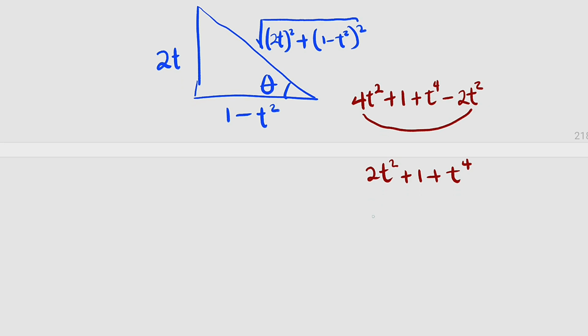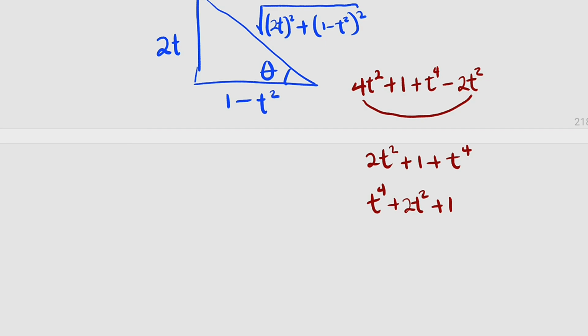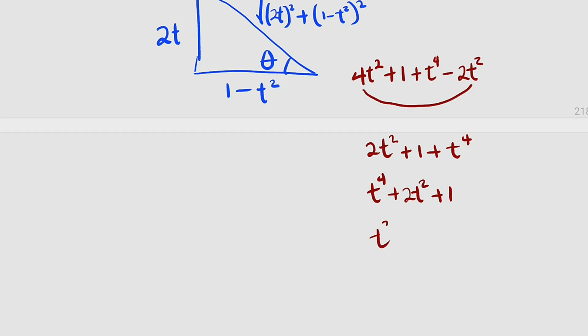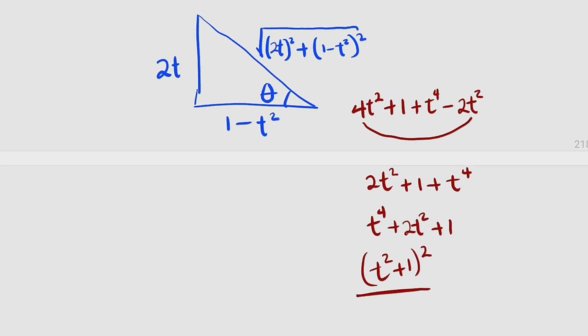So we have 2t squared plus 1 plus t to the power of 4. If you further rearrange this, this becomes t to the power of 4 plus 2t squared plus 1, which can be factorized in terms of t squared. So this is (t squared plus 1) all to the power of 2. Exactly. But if you plug this into the square root, it will cancel the power of 2. Therefore, the whole of this is equal to t squared plus 1.